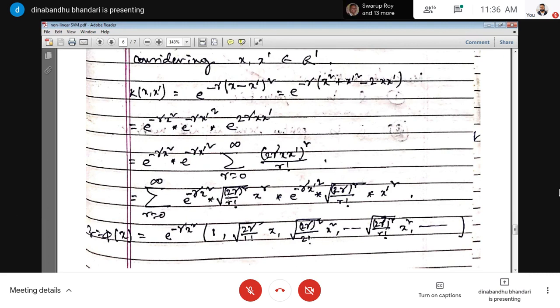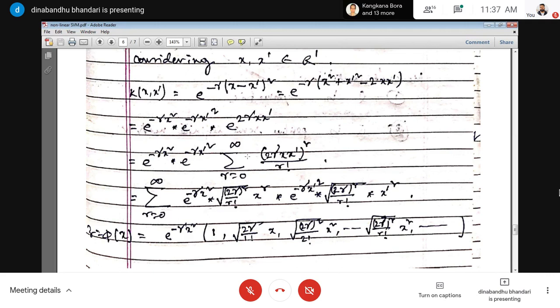So 2 gamma by factorial r, we have split into 2 sides. The square root of this goes with the x, so e to the power minus gamma x square into x to the power r. And here, e to the power minus gamma x dash square into x dash to the power r. The other term, 2 gamma to the power r by factorial r, is split into 2 parts. One is the square root on this side, another square root is here.